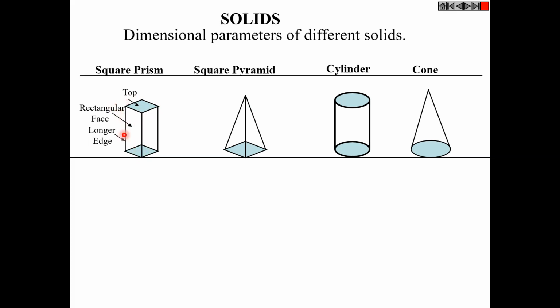And the line which joins the base corner with the top corner is called the lateral edge or longer edge. See, these base corners are joined with edges called the base edges or shorter edges. Whereas if the base corner at the top and the base corner at the bottom are joined together, then we call it the longer edge or the lateral edge.